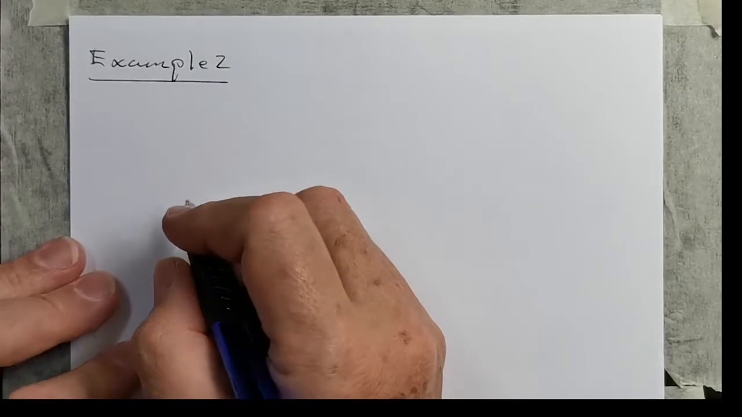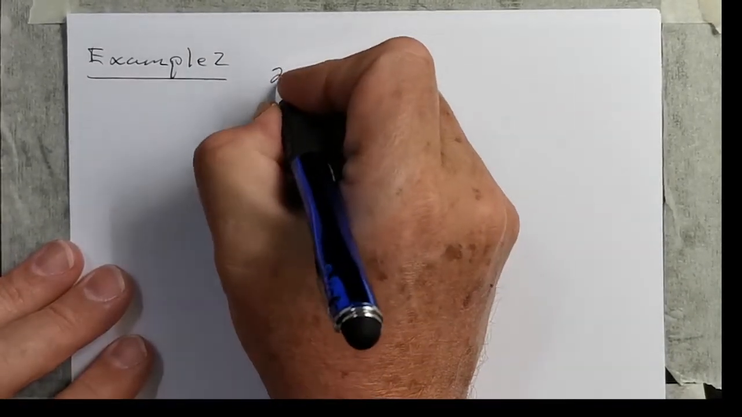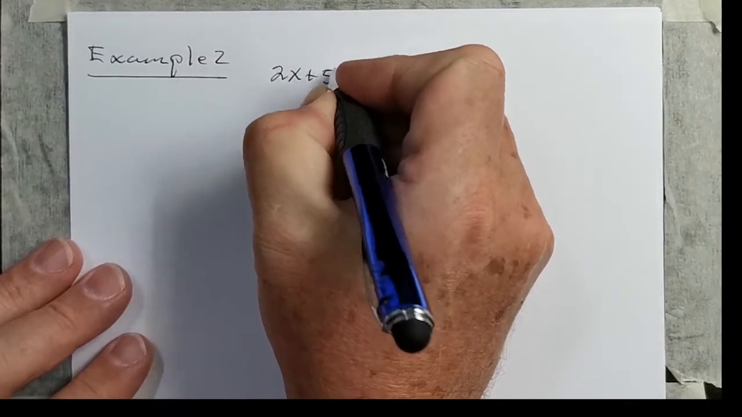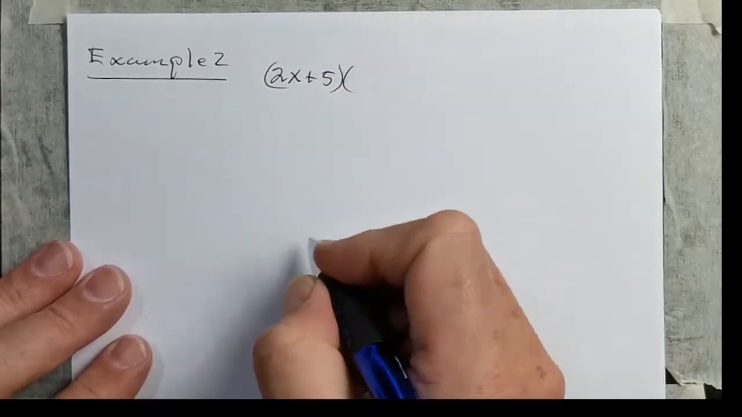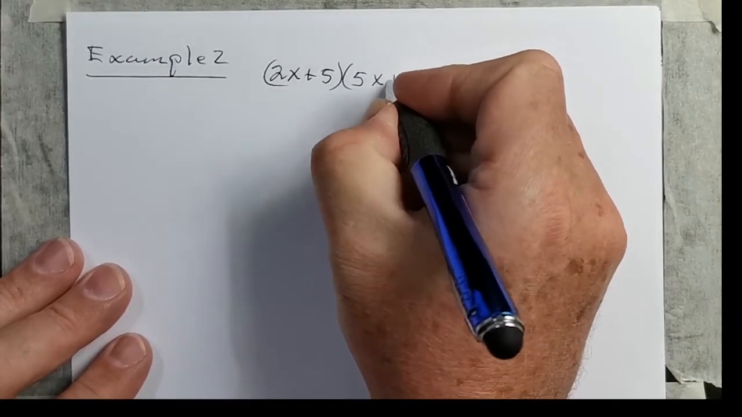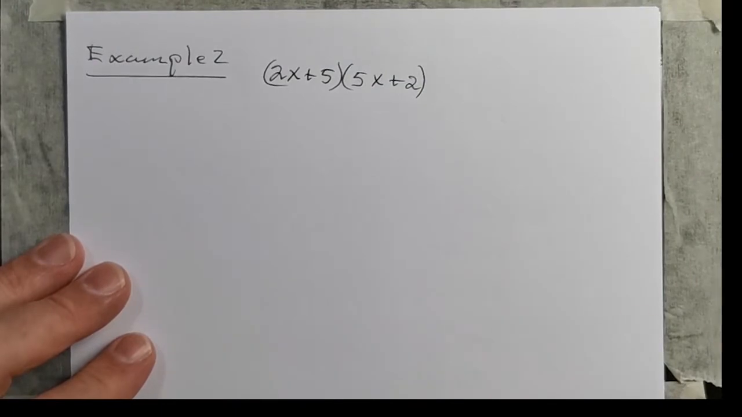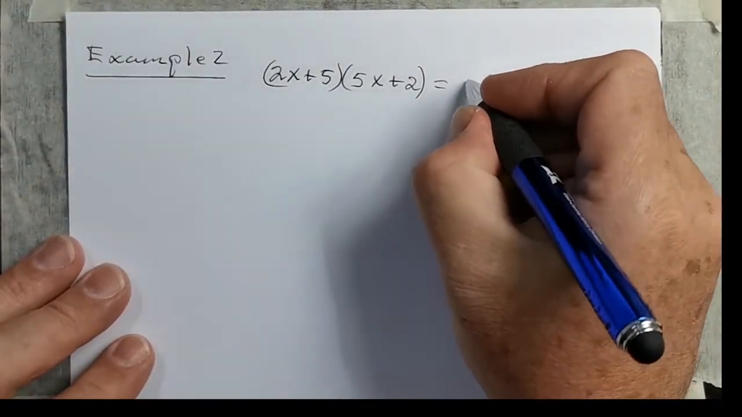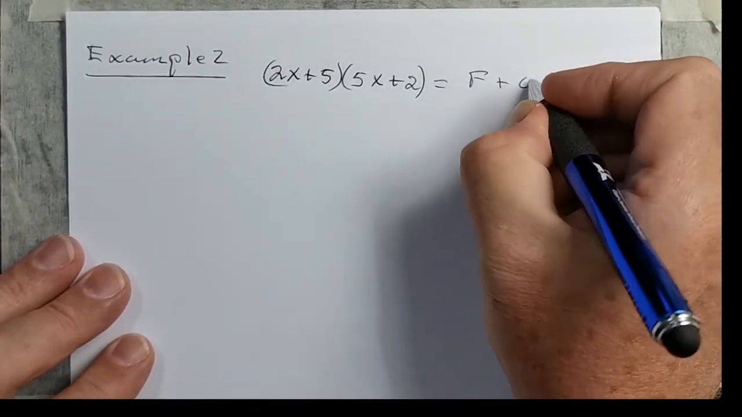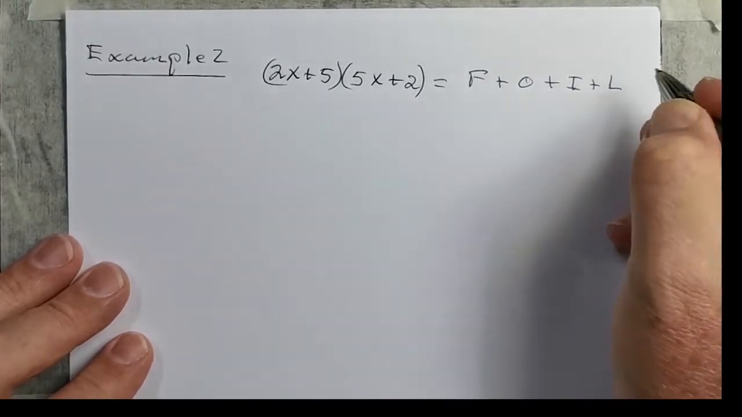Example number 2 is multiplying two binomials together, 2x plus 5 times the quantity 5x plus 2. Again, we just use FOIL: first plus outer plus inner plus last.